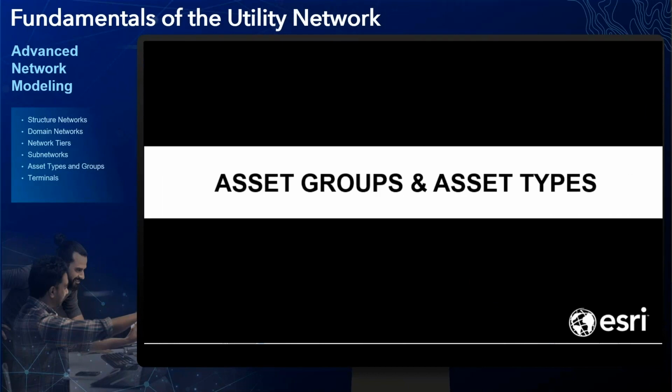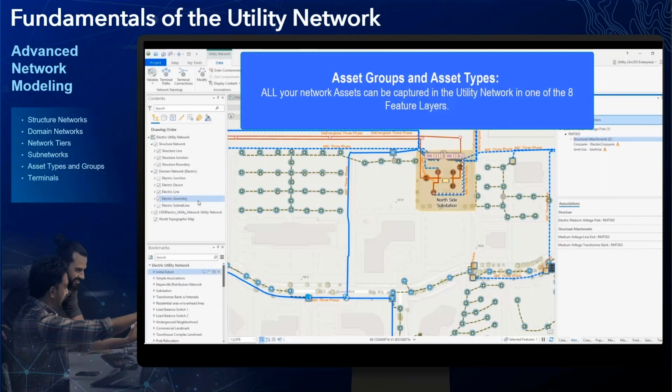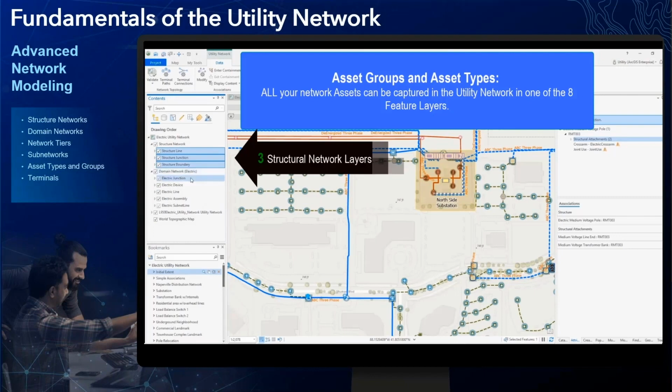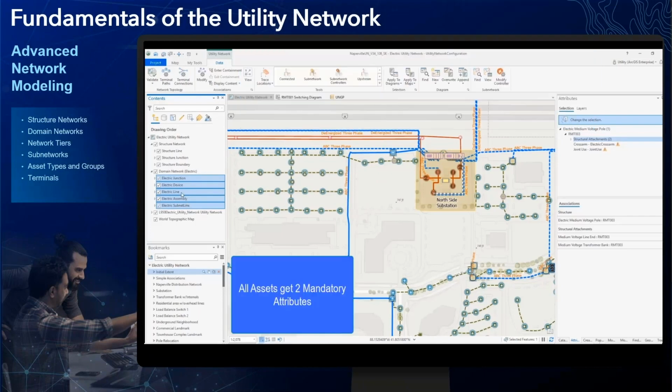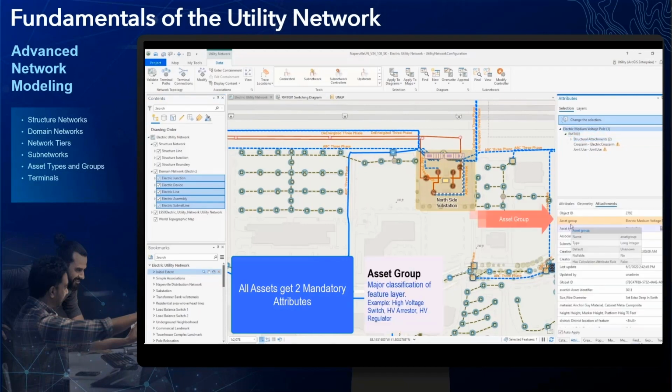Let's now look at asset groups and asset types. All the network assets can be captured in the utility network in one of the 8 feature layers. There's 3 structural network layers and 5 domain network layers. All the assets in the utility network get 2 mandatory attributes. The first is asset groups, which are the major classification layer. This includes asset groups like high voltage switchgear and HV arresters.